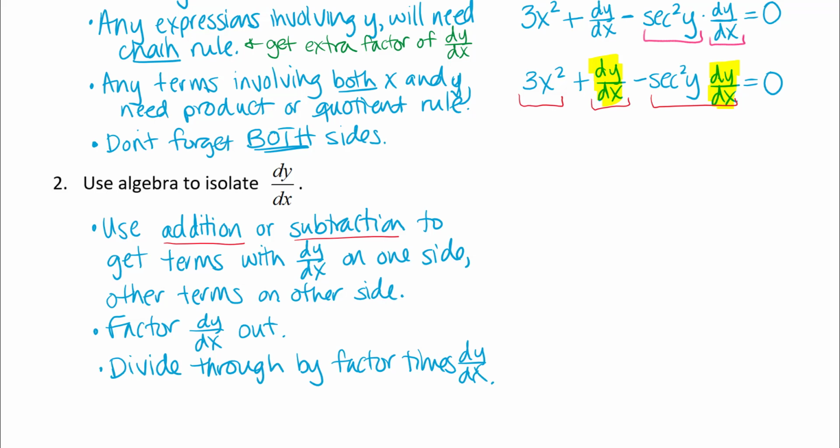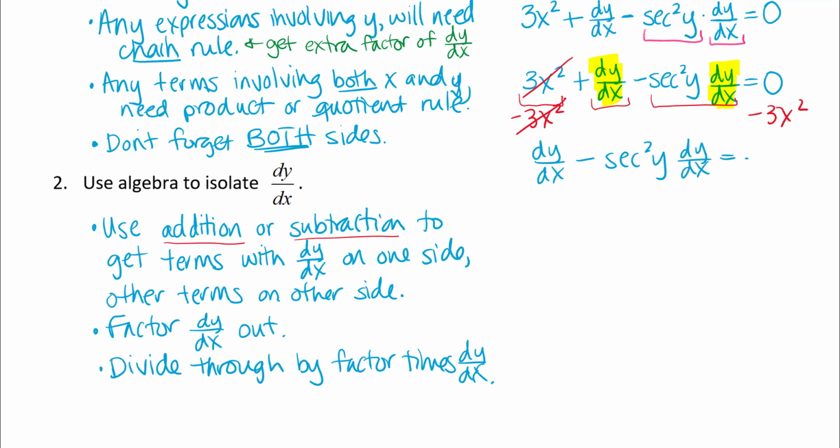Okay, so I want to use addition or subtraction to get terms involving dy/dx on one side. I already have all the terms that involve dy/dx on the left side of the equation, and then the other terms on the other side. So for this one, I'm just going to subtract 3x squared from both sides of the equation with the goal of getting rid of that on the left side. So I'll be left with dy/dx minus secant squared y times dy/dx equals negative 3x squared. Okay, so I've used addition or subtraction to get all the terms involving dy/dx on one side.